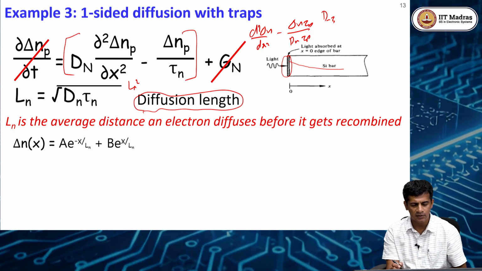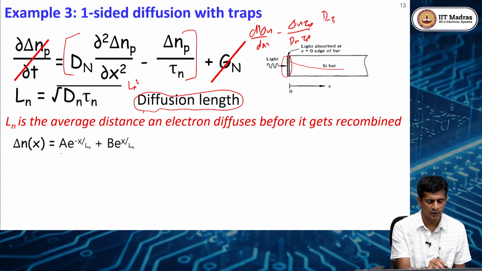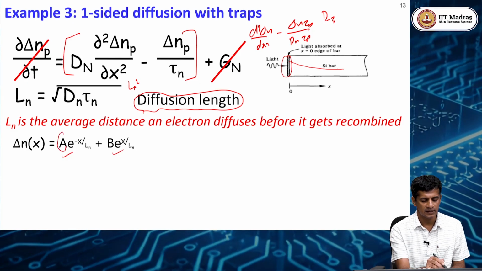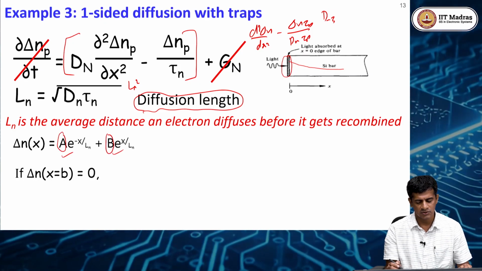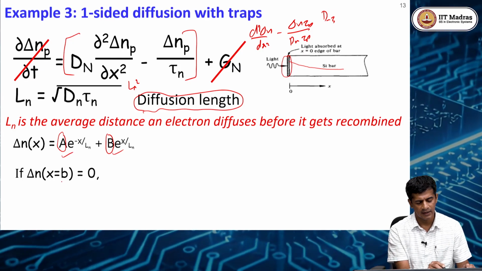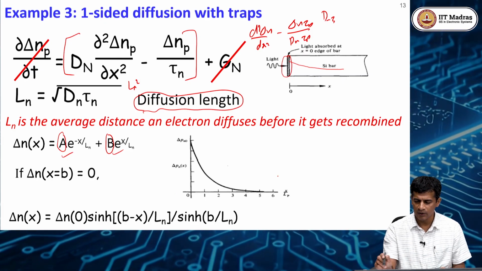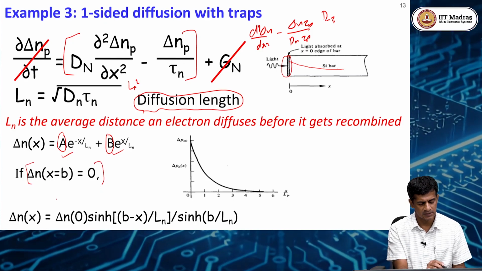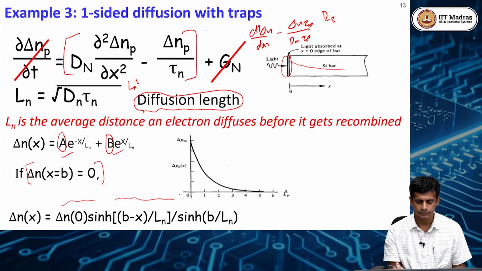If you look at the solution, you have solved this kind of differential equation many times. One is a growing exponential, the other is a decaying exponential. Then you apply the boundary conditions to find what A and B are. Here also, if you have an ohmic contact at the end, you can make delta n at x equal to b equal to 0. That is an ohmic contact. You solve for this, and you will get a solution something like this.